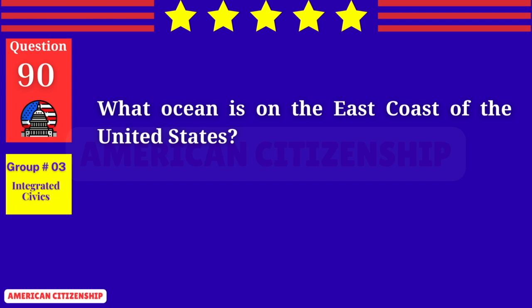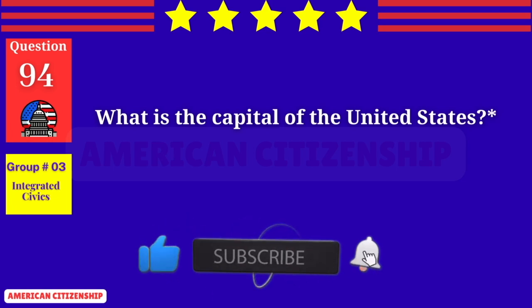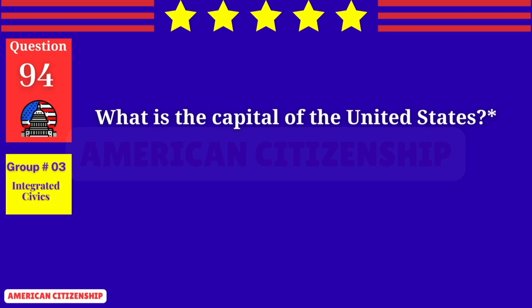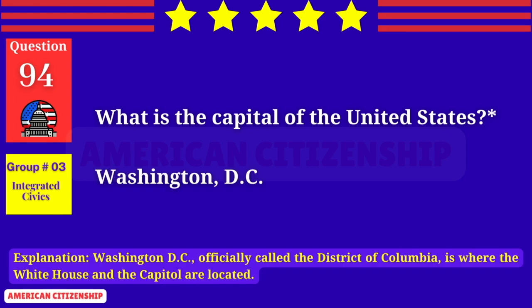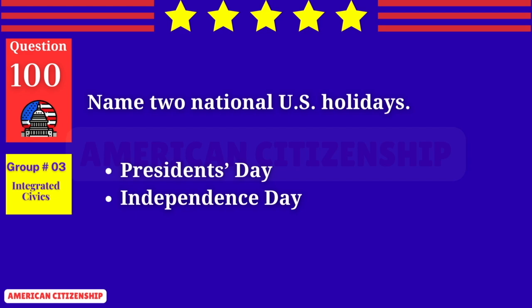What ocean is on the east coast of the United States? Atlantic Ocean. What is the capital of the United States? Washington, D.C. Name two national U.S. holidays. President's Day, Independence Day.